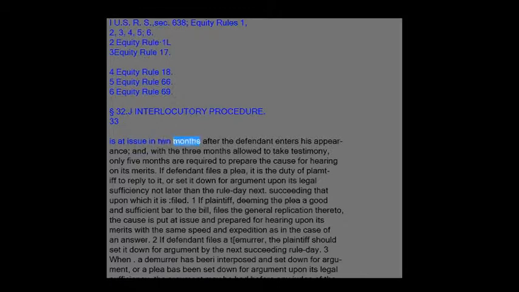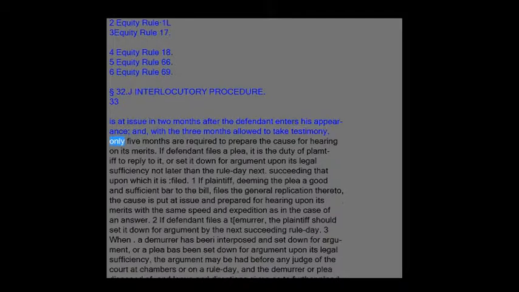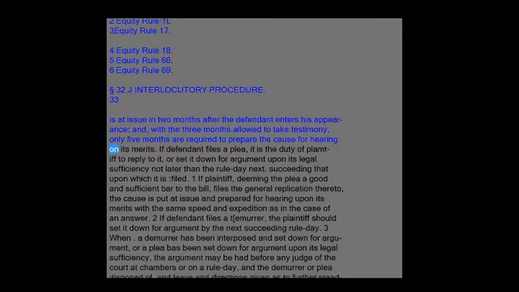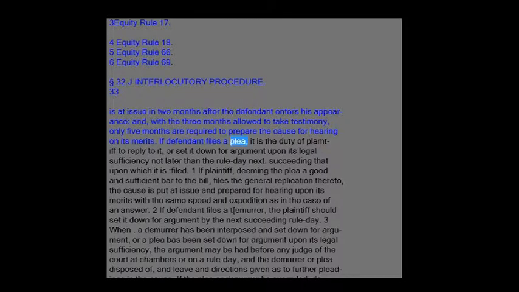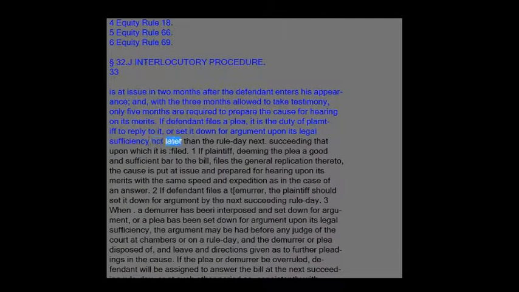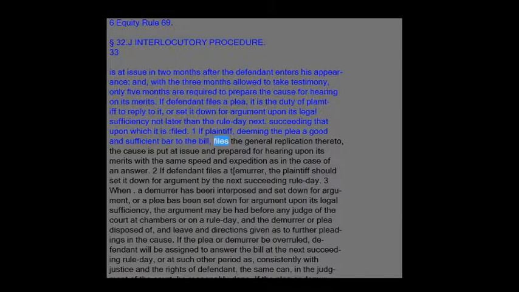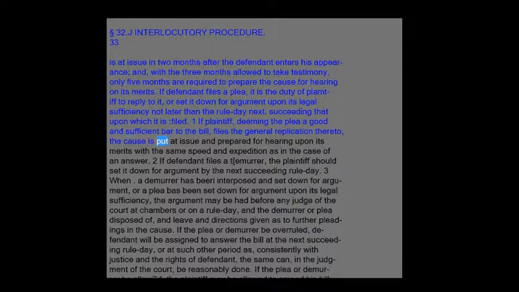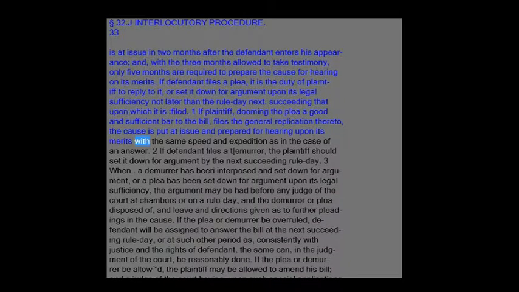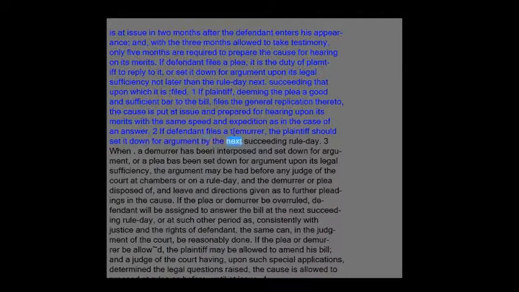Is at issue in 2 months after the defendant enters his appearance, and, with the 3 months allowed to take testimony, only 5 months are required to prepare the cause for hearing on its merits. If defendant files a plea, it is the duty of plaintiff to reply to it, or set it down for argument upon its legal sufficiency not later than the rule day next succeeding that upon which it is filed. If plaintiff, deeming the plea a good and sufficient bar to the bill, files the general replication thereto, the cause is put at issue, and prepared for hearing upon its merits with the same speed and expedition as in the case of an answer. If defendant files a demurrer, the plaintiff should set it down for argument by the next succeeding rule day.